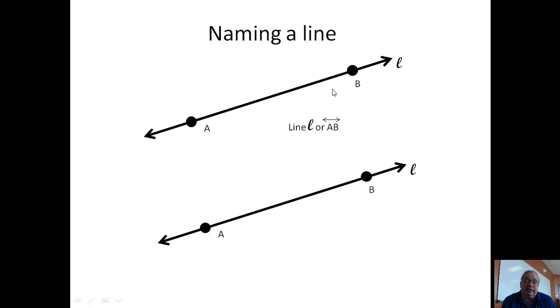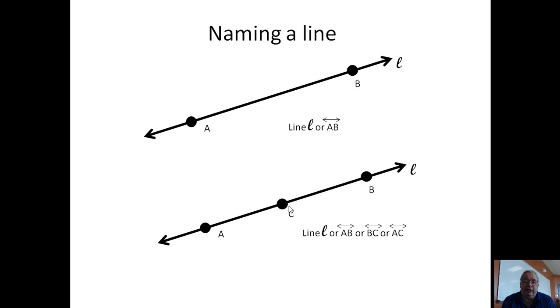So I could actually just write it out, or at the very end of the line you have a lowercase l here. So you could write it with a lowercase l. This L refers to the whole line. But then there are also 2 points on this line, and I can use those 2 points to name the line. So line L or line AB.